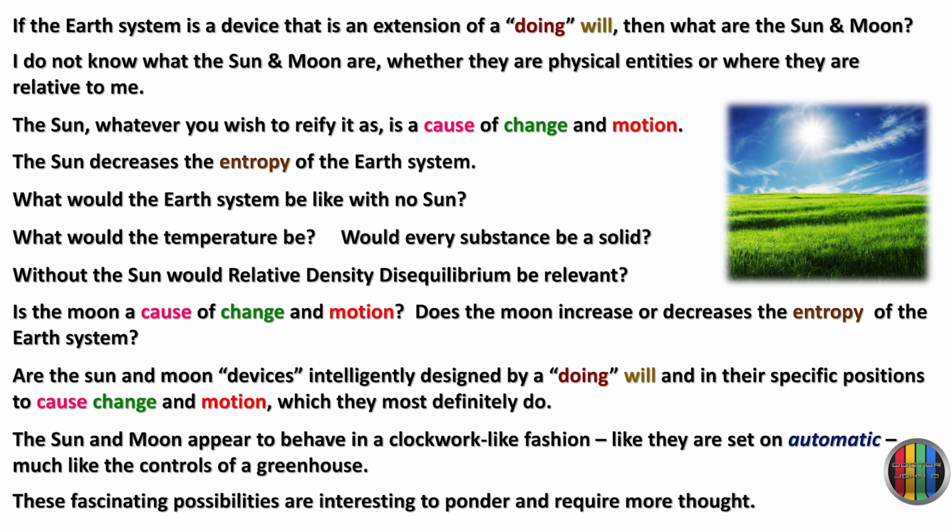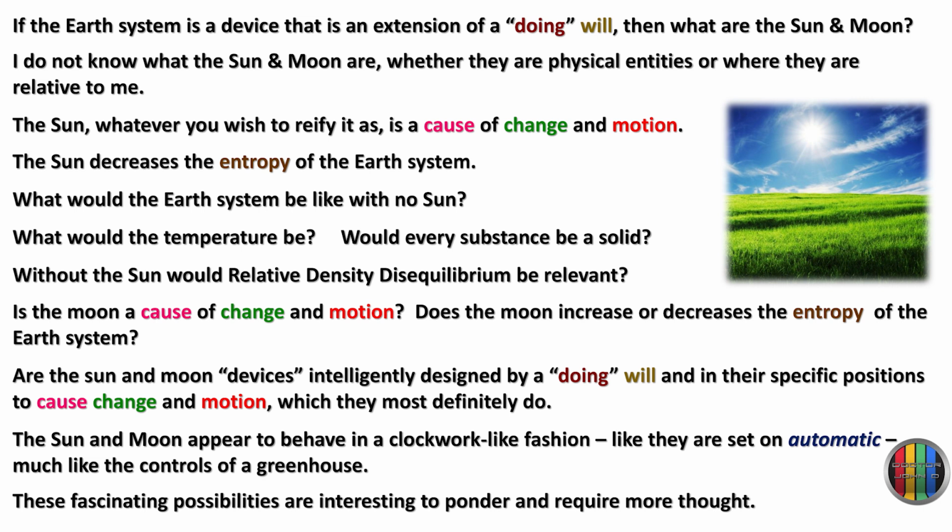What would the Earth system be like with no sun? What would the temperature be? Would every substance be a solid? Without the sun, would relative density disequilibrium be relevant? Is the moon a cause of change and motion? Does the moon increase or decrease the entropy of the Earth system?